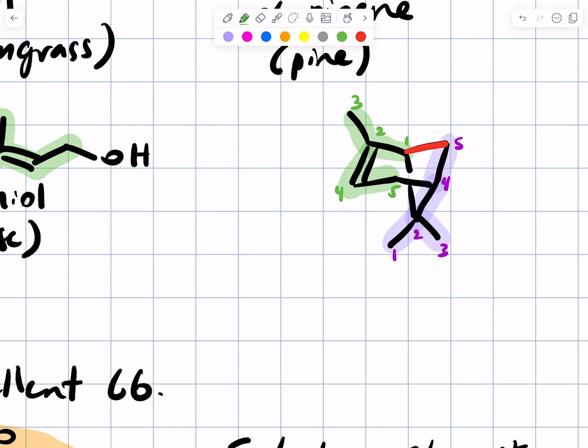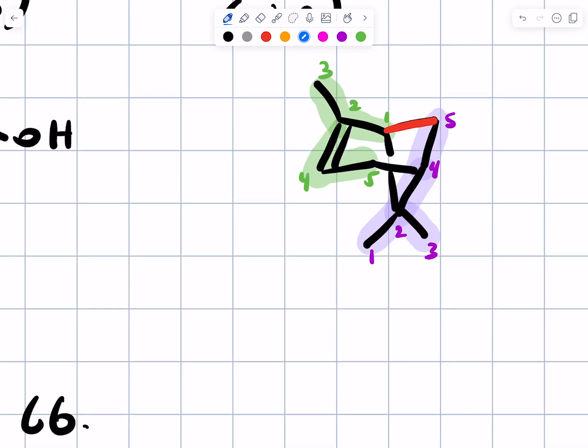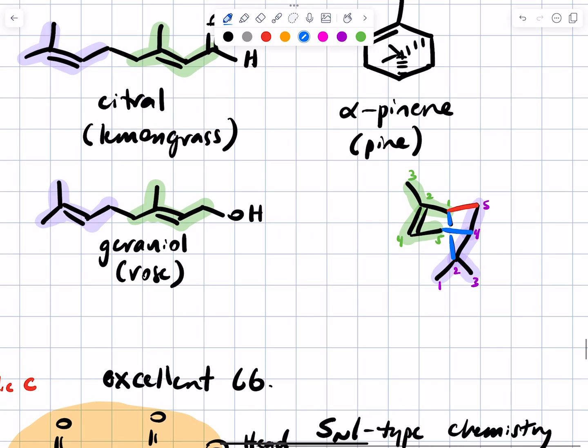And then that would allow me to identify bonds in the alpha pinene product that were not present in the starting material. This bond between purple, I don't really like where I drew that bond. Can I try again? This bond between purple 4 and green 5 we would have had to make, and then in the back this bond between green 1 and purple 2 we would have had to make.